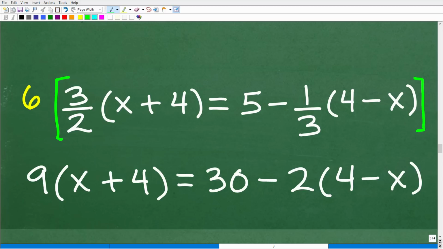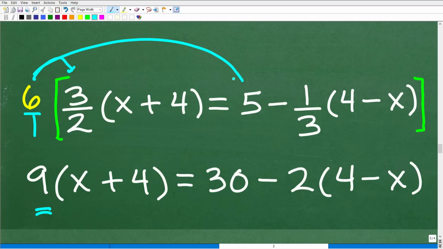So 6 times 3/2. That's 6 over 1, right? So 6 times 3 is 18. 18 divided by 2 is 9. Hopefully, if you need to, write this off to the side to see what I just did. So that's what this is equal to. Now that's this side of the equation.